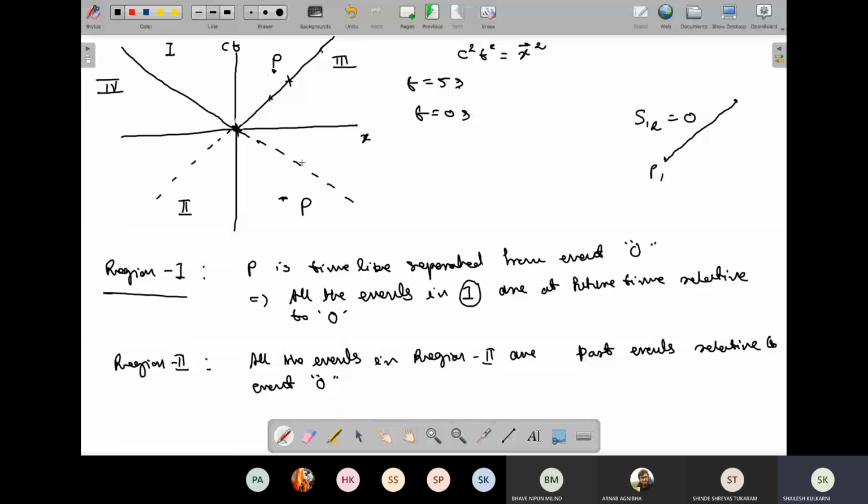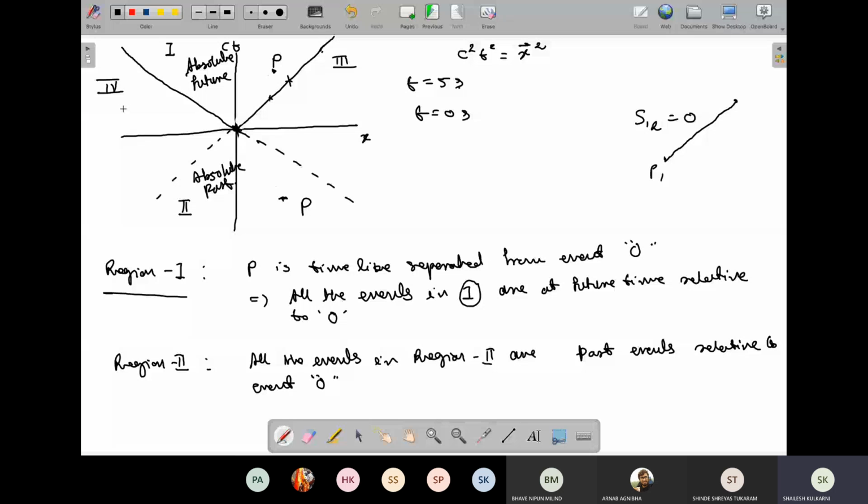So in these regions there is a notion of absolute future and absolute past. This is absolute future and this is absolute past. Now you can imagine what should happen in region 3 and region 4. In this region 3, two events can occur simultaneously.